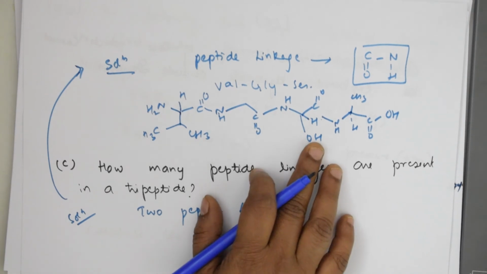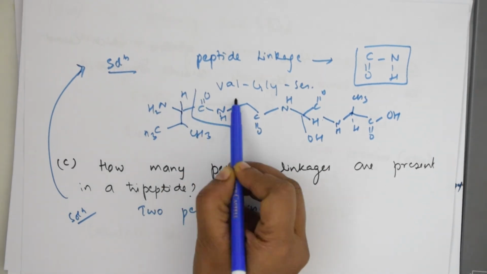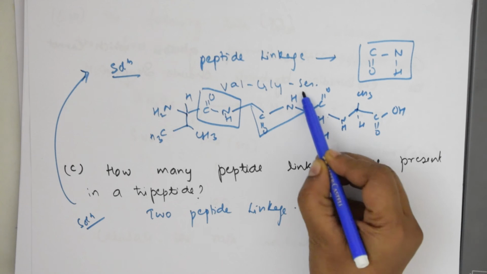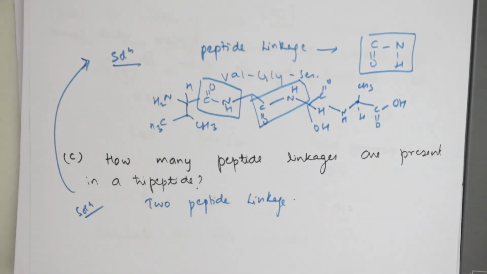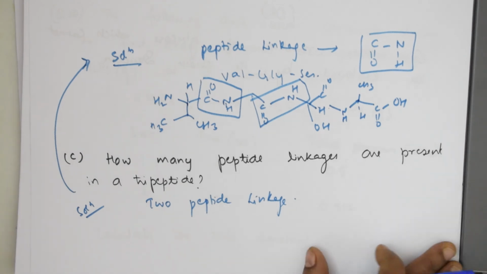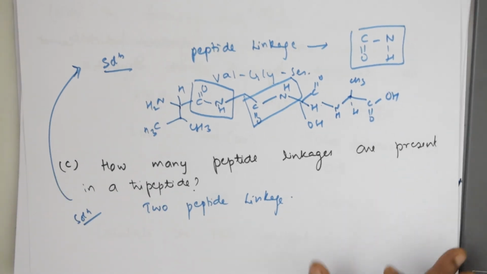How many peptide linkages do you have here? See, this is one peptide linkage. This is one more peptide linkage. So how many did we write? We have written 2 peptide linkages. In the exam, there is nothing to write about this, but I am giving you that for a tripeptide, the number of linkages is only 2. Done? Yes. So this is your question. Hope this is clear, students.